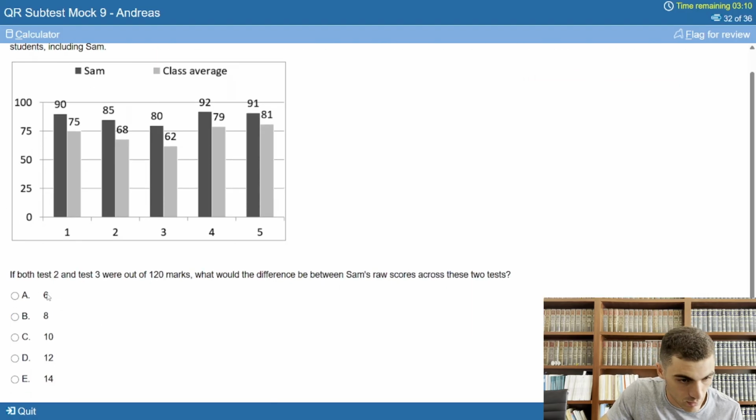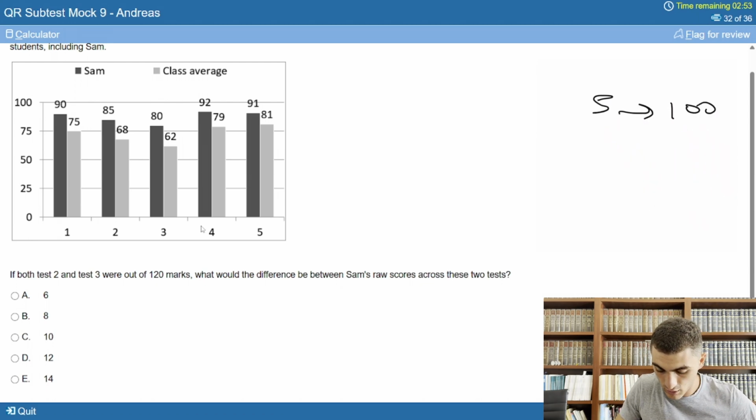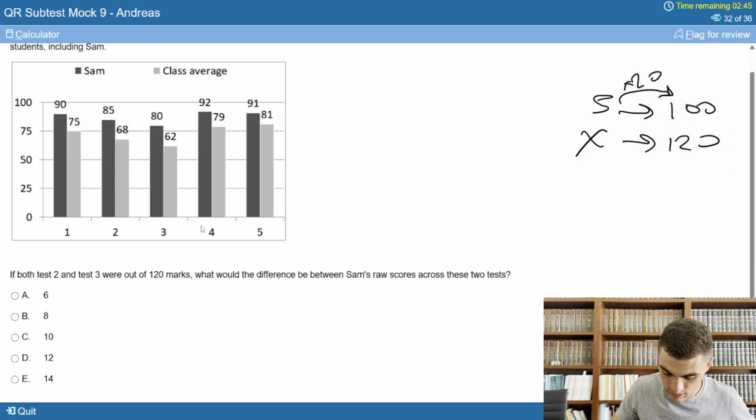Okay, if both test 2 and test 1 score 120 marks, what would the difference be between sums of scores across these two tests? So 85 minus 80 is 5, so it's 5 out of 100. What would it be if it's out of 120? So this is times 1.2, so 5 times 1.2, it's 6. Yeah, it's 6. So A.